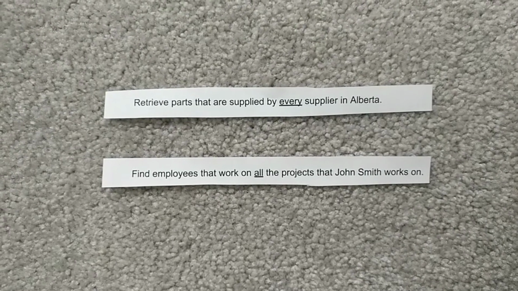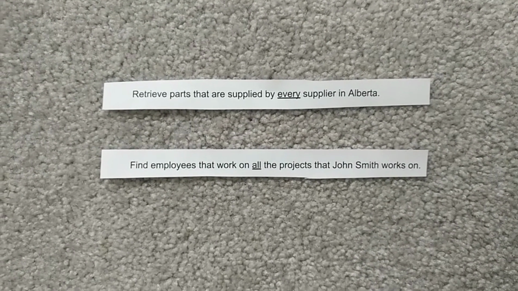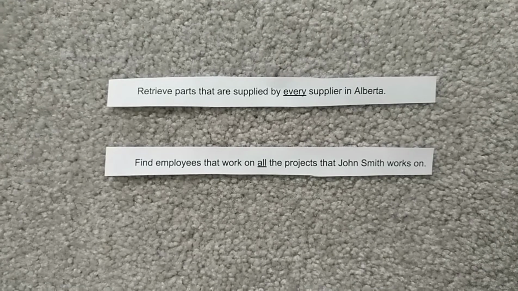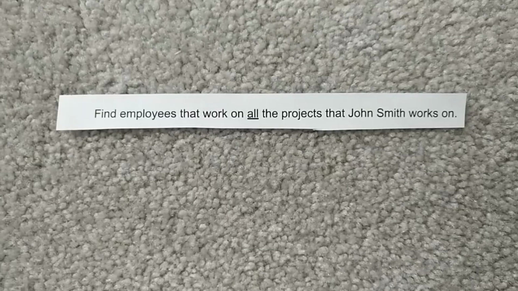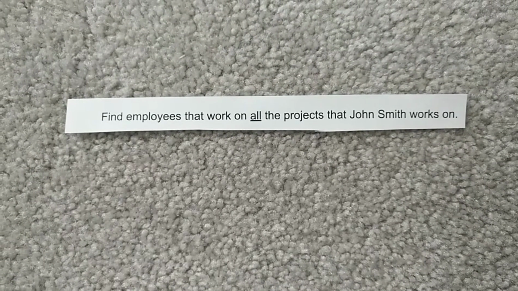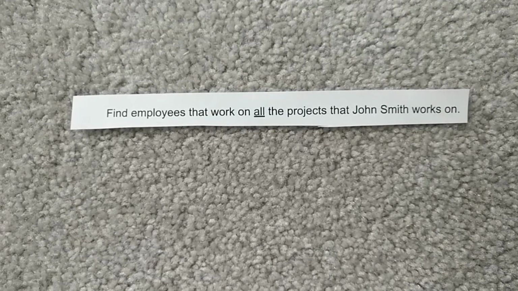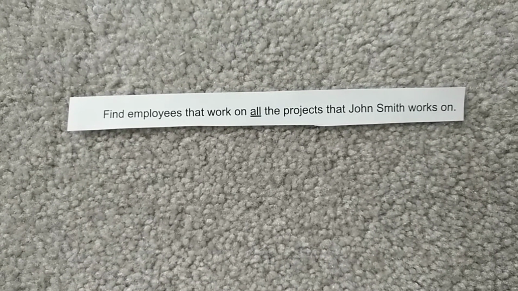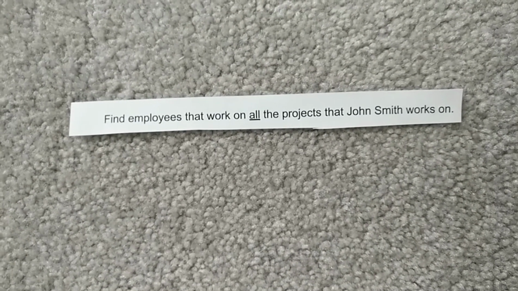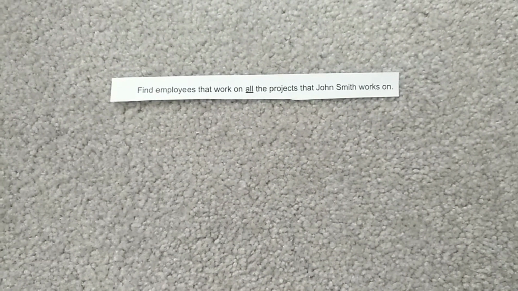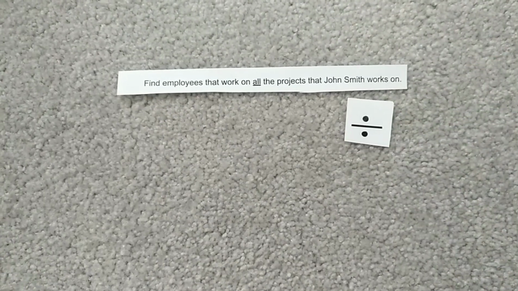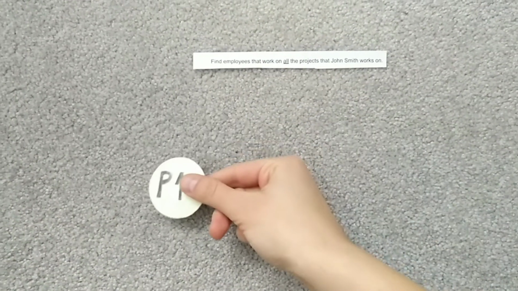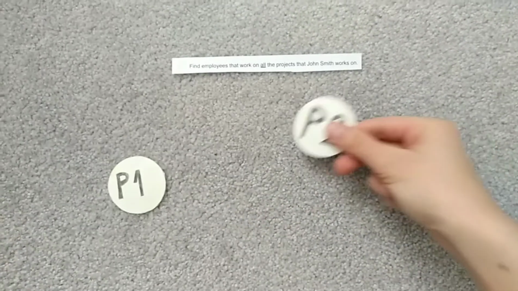I will illustrate a visual way to look at division in relational algebra by looking at these two examples. Suppose we have to formulate a query in relational algebra that finds all employees that work on all the projects that John Smith works on. We can recognize that this is a division problem because we have a keyword all. We can start by listing all the projects that John Smith works on.